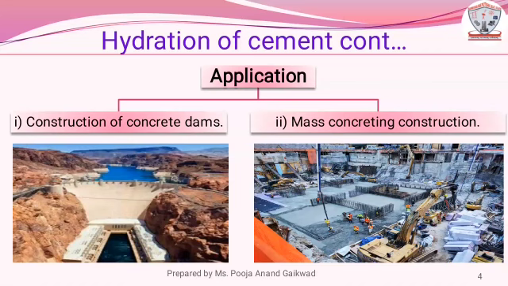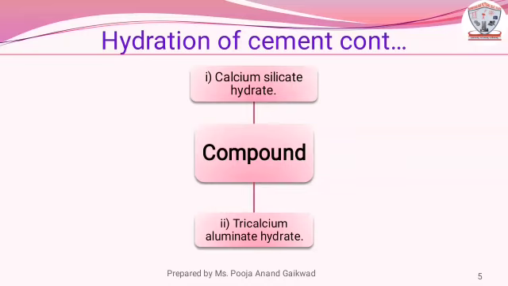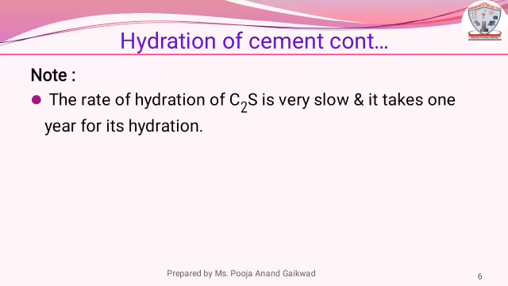The compounds which are formed from hydration of cement are calcium silicate hydrate and tricalcium aluminate hydrate. Note: the rate of hydration of C2S is very slow and it takes 1 year for its hydration process. Here C2S stands for dicalcium silicate.